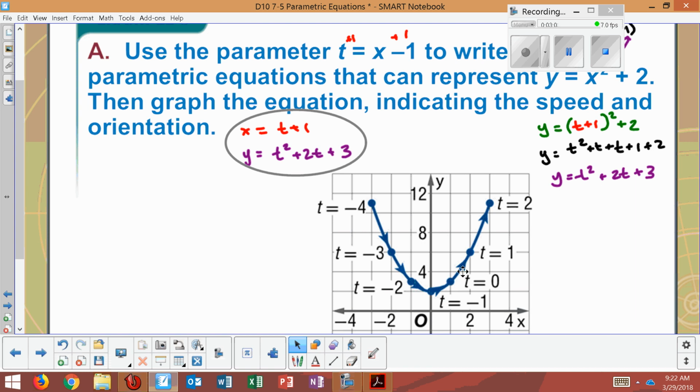So it's moving to the right because x is positive. The reason it's a parabola going up is because the largest power is with the y. So you choose the largest power to see the shape, and the smaller power, the smaller variable, to see the direction.